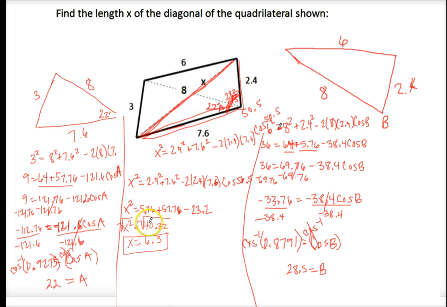So we have finally found the solution of this problem. We had to use the law of cosines to find this bottom portion of this angle. Then we used the law of cosines once again to find the top portion. We put those two pieces together to get an angle of 50.5, and finally we used the law of cosines once again to find the measure of this diagonal.